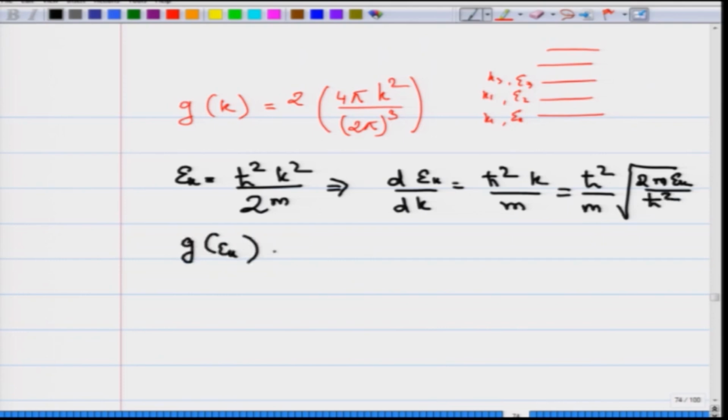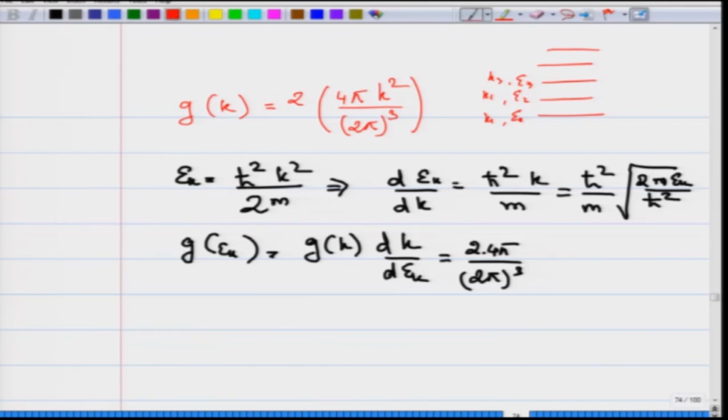So, G(E_k), which is G(k) dk by dE_k, can be rewritten as, you put in this 2 into 4 pi divided by 2 pi the whole cube. For k square, you can use k square is equal to 2m E by h cross square. From this expression you can put it here.